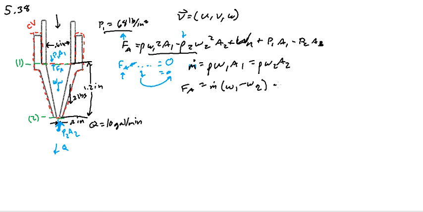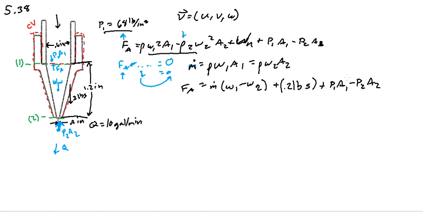Alright, plus the omega, and I'm going to go ahead and put in the 0.2 pounds, just because I keep saying omega. It should be W. Okay. Plus the pressure 1 times area 1 minus the pressure 2 times area 2.